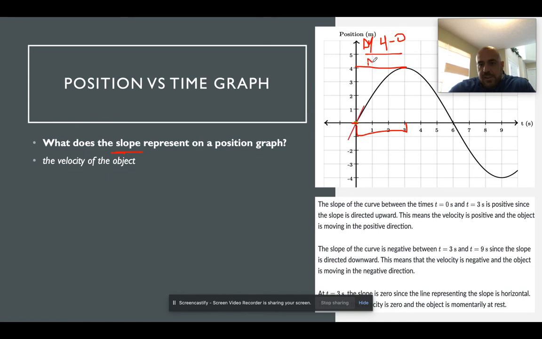Our change in x, well, we said we started at 0 and we went to 3. So our change in x is 3 minus 0. So our answer for our velocity would be 4 over 3, or 1 1/3 if you wanted to convert that out. But 4 over 3 meters per second would be our velocity because we looked at our slope.